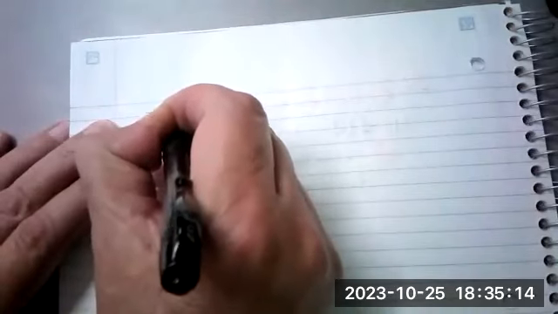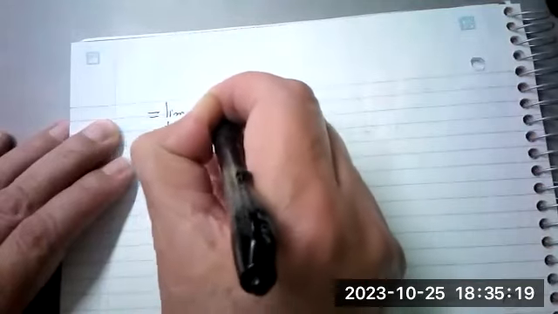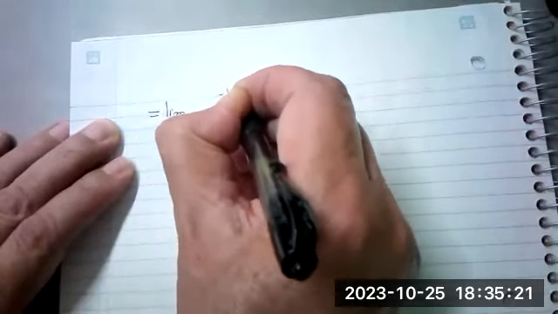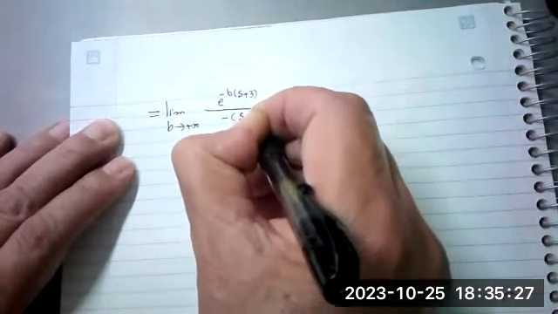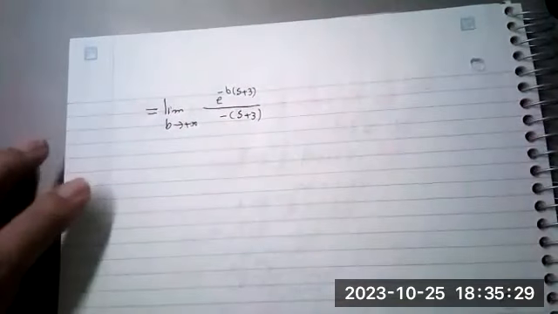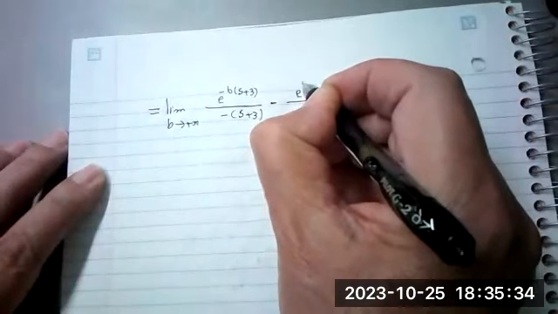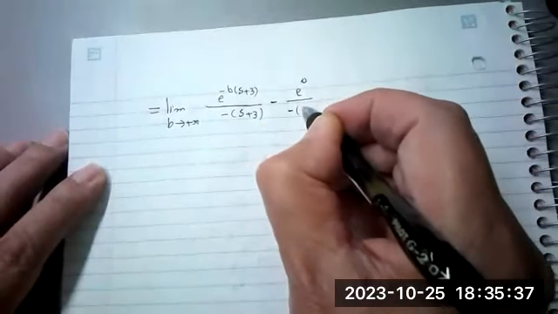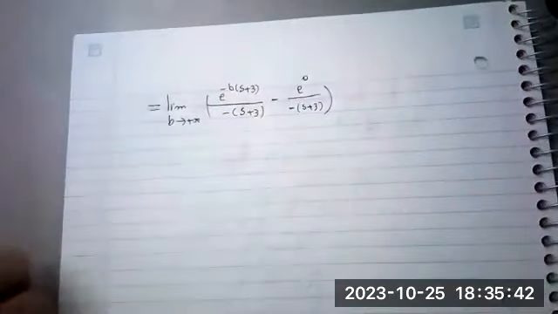I go to the next page and continue. So it's going to be equal to the limit as b goes to positive infinity. The first one is e to the negative b times s plus 3 over negative s plus 3. Minus, if you do the 0, the top would be e to the 0, and the bottom would be negative s plus 3. So I just substitute.